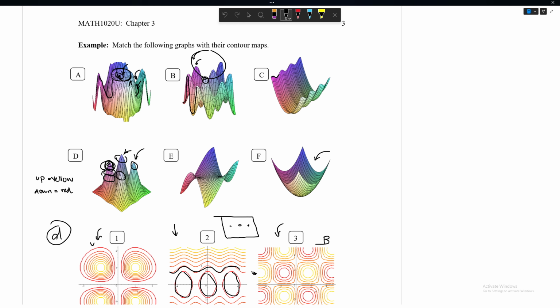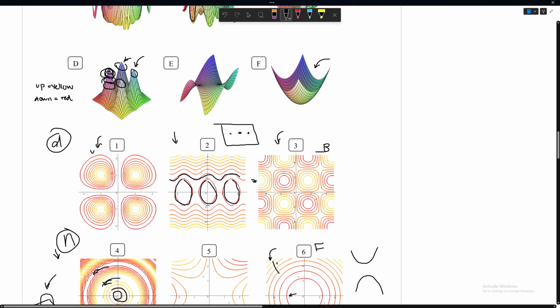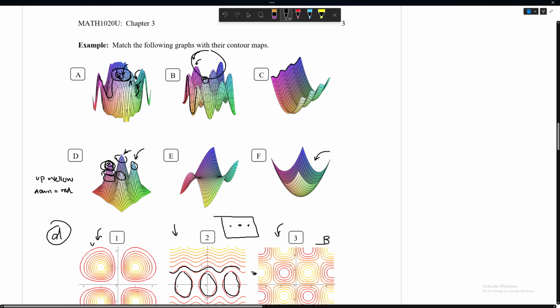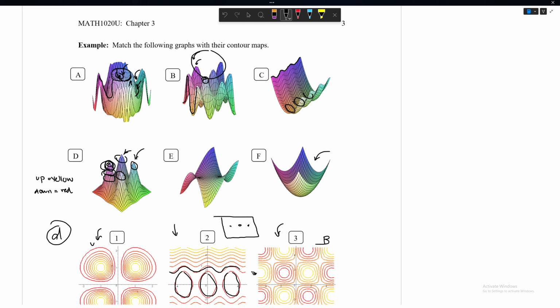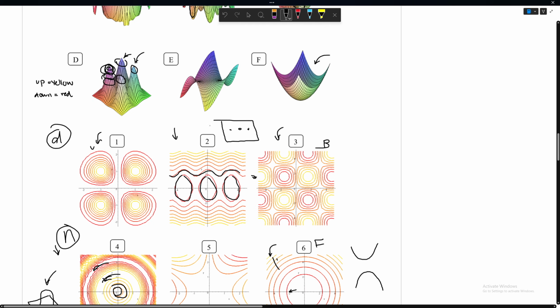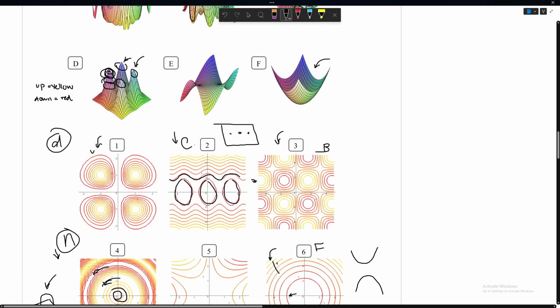This one is one way, right? These ones are actually very similar. And as you can see, in the middle, there's these little dents. And so that represents it pretty well, don't you think? So that could be your C.